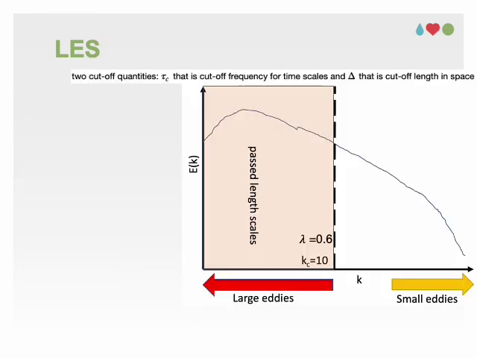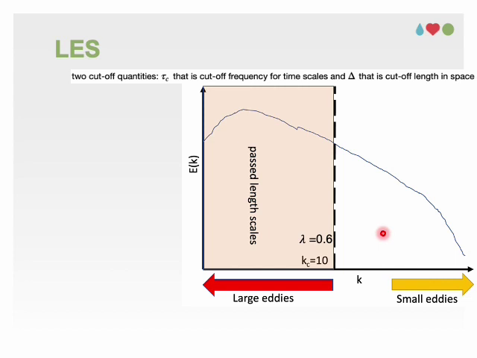In order to apply a scale separation, defining an appropriate cutoff length is key. For example, if we assume a cutoff wave number of 10, it is equivalent to an eddy size of approximately 0.6 meter. LES will explicitly resolve all spatial scales larger than 0.6 meter and parameterize all scales smaller than 0.6 meter through subgrid scale modeling.